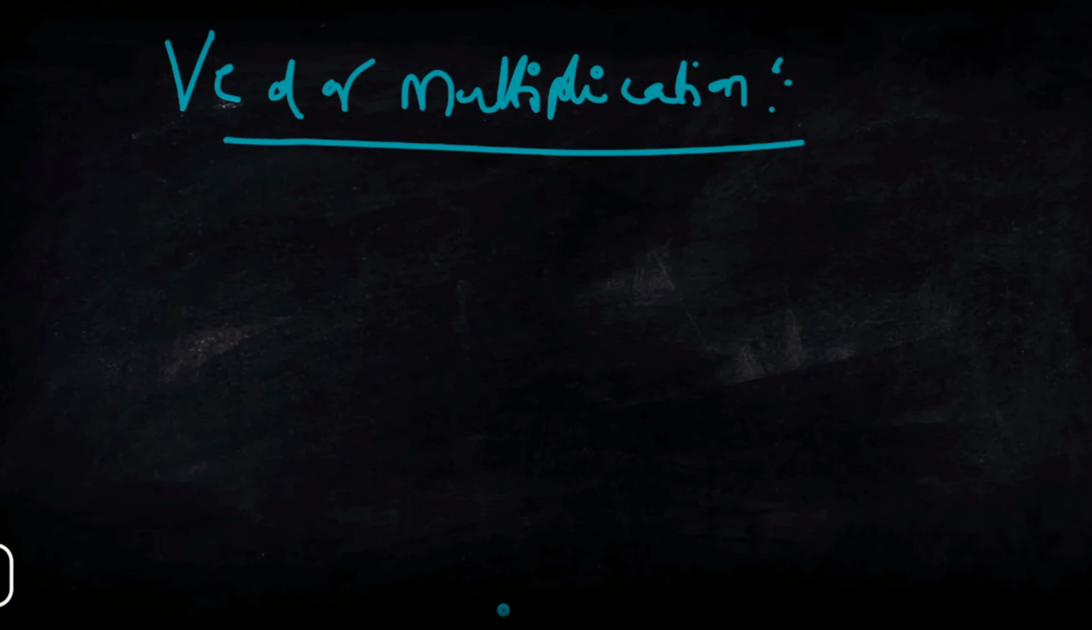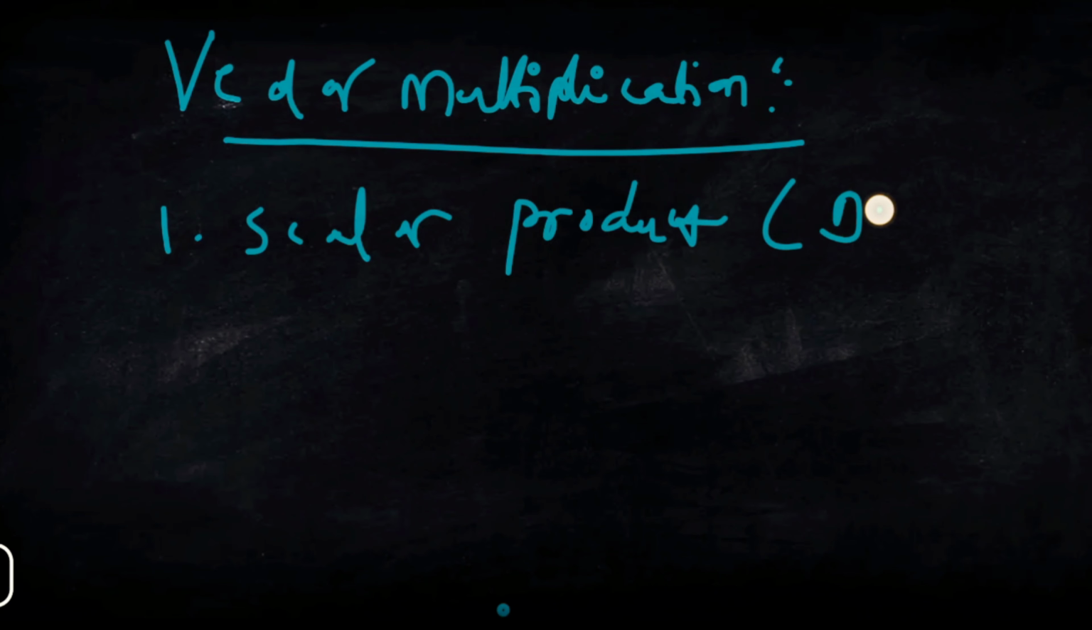Now we go for vector multiplication. How to do vector multiplication? Similar to addition and subtraction, which we discussed previously, now we go for multiplication by a scalar to a vector or between two vectors. Two types of products exist between two vectors A and B. One is the scalar product, also known as the dot product.